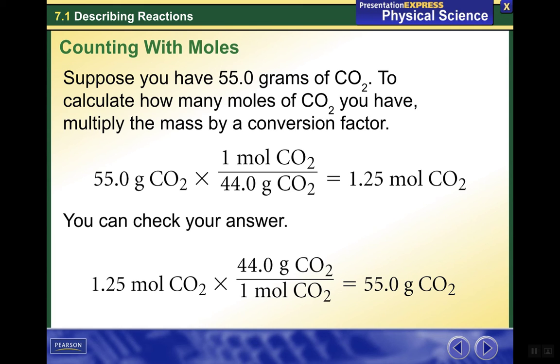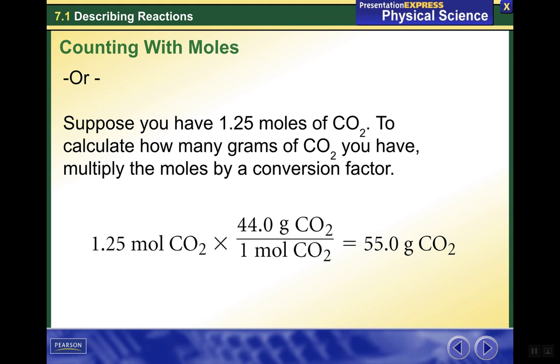Now, if I do that math, that just simply ends up being 55 divided by 44, which is 1.25 moles. Because if I take 55 times 1, at the top of that, that's just 55, and I divide by 44. And my grams cancel out, so I'm left with 1.25 moles.